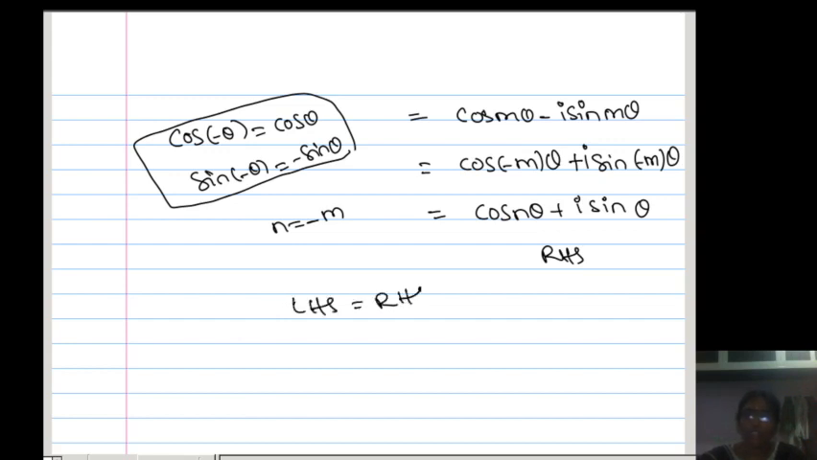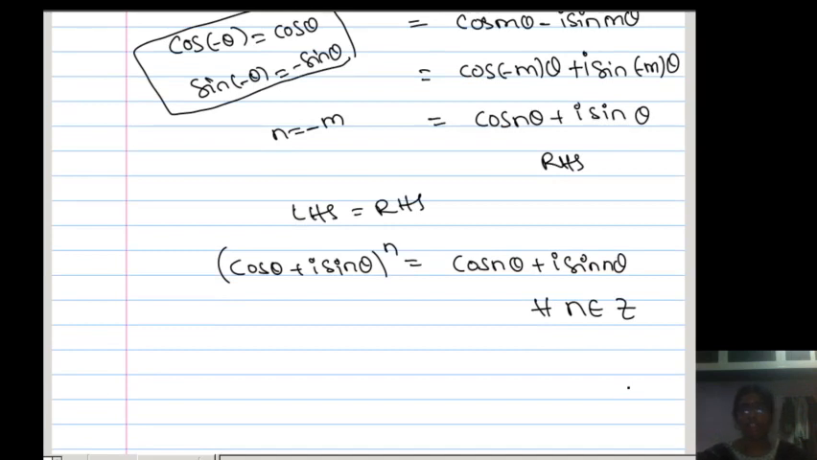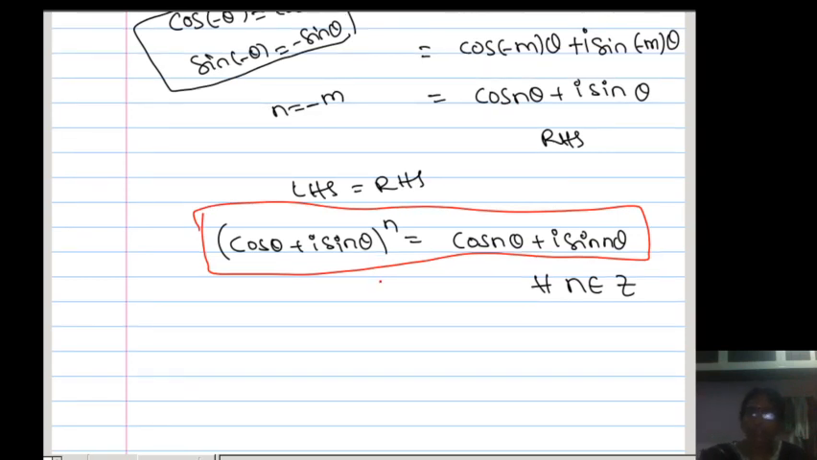What is our LHS we took here? Cos theta plus i sin theta whole power n is equivalent to cos n theta plus i sin n theta. Here we proved it for the third case, n negative. So for all n belongs to Z, final conclusion. So what is our final conclusion here? De Moivre's theorem is true. This relation is true for all natural numbers, including n equal to 0, and for negative numbers. For all numbers, we proved this theorem here.